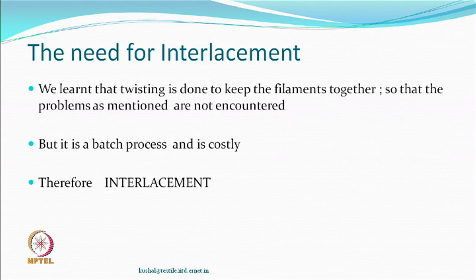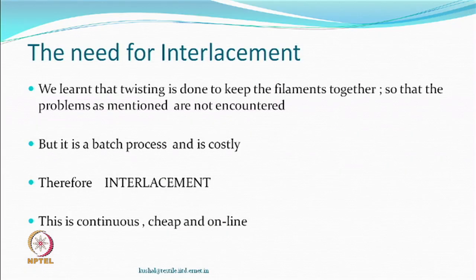Therefore, the need for interlacement came: can we avoid the twisting process and get the same effect, same result, meet the same objectives? This is a continuous process, in general expected to be cheap and can be fitted as attachments, could be put on any machine, and so online work can be done, and monitoring can also be done. So, that is how we come to a process called interlacement.